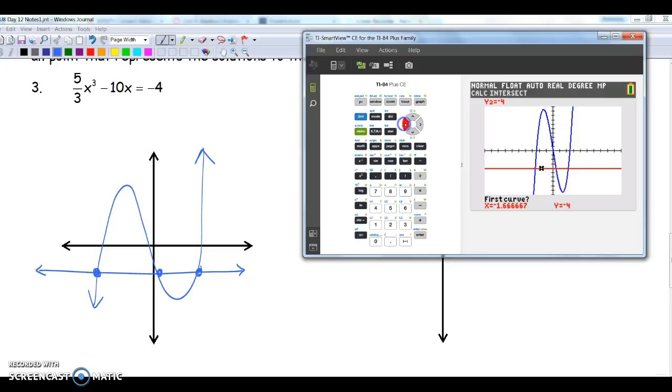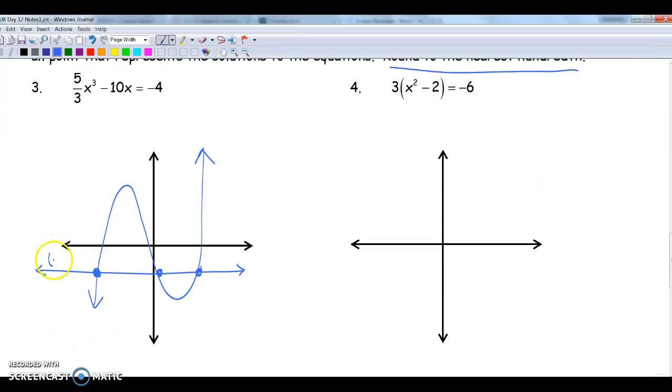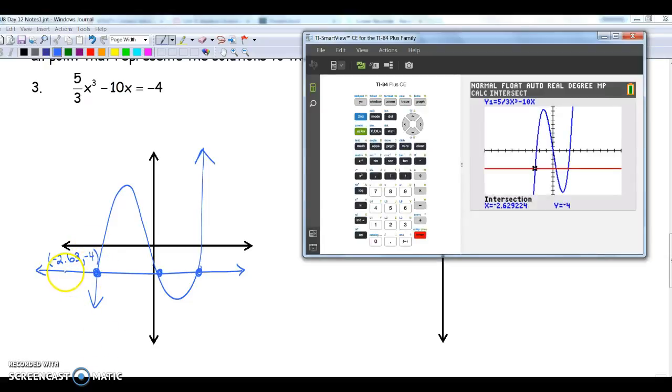And I'm going to move it over to the far left first. And once I'm close, I'm going to hit enter 3 times. And this one, we get negative 2.629. So if you round that, that's negative 2.63. So negative 2.63, comma, negative 4. So that's the point there.